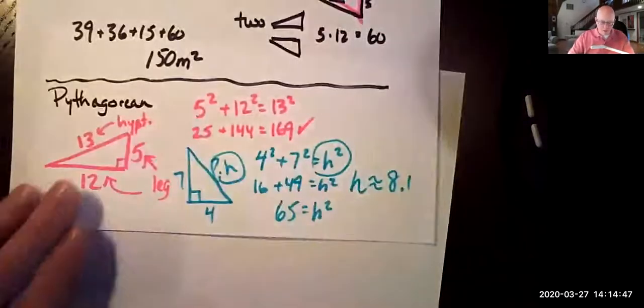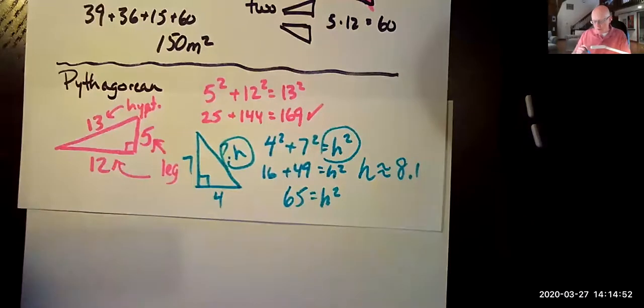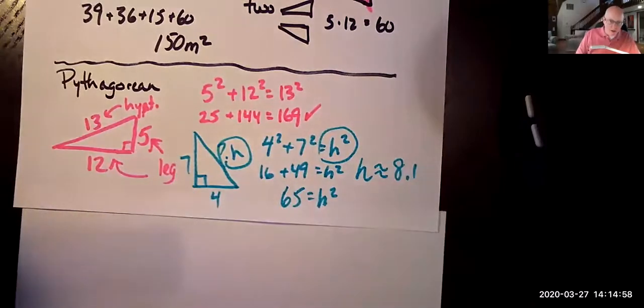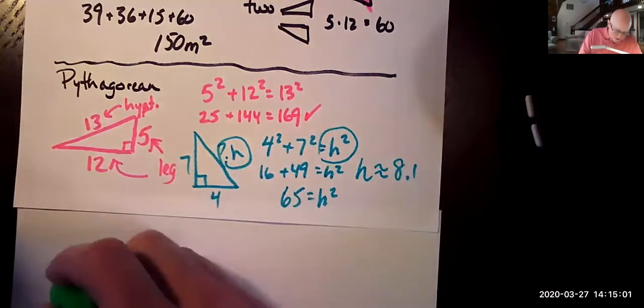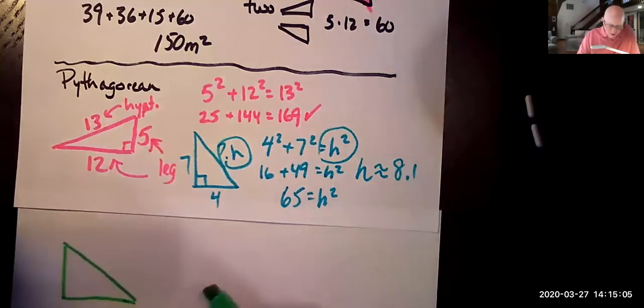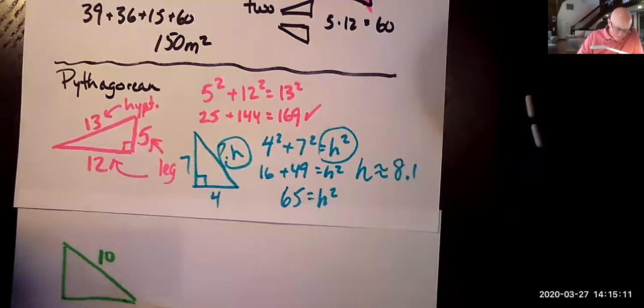Where the unknown, instead of being the hypotenuse, let's do one where the unknown is one of the legs. It doesn't matter which leg. Does not matter which leg. So let's take a leg here and a leg here, hypotenuse here. Let's say the hypotenuse is, I don't know, 10. And let's say one of the legs is, I don't know, 7. And that leaves this to be our unknown.